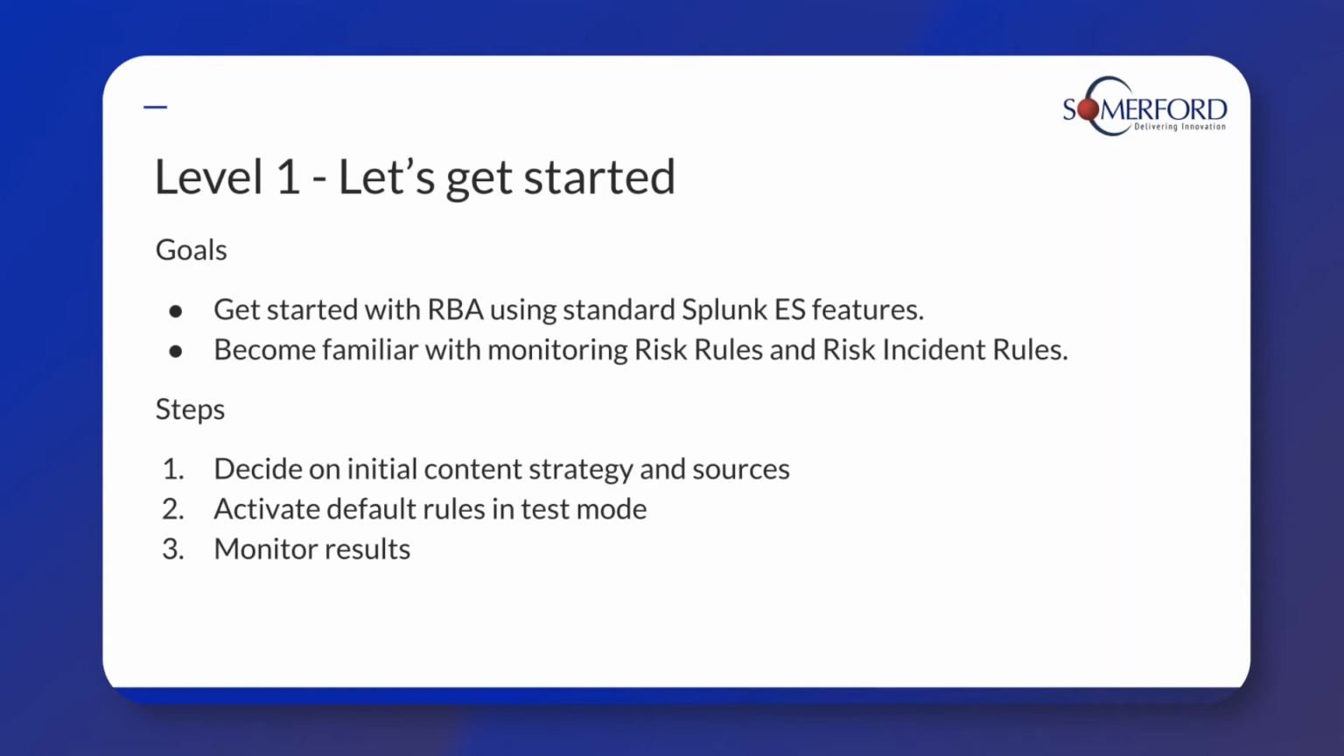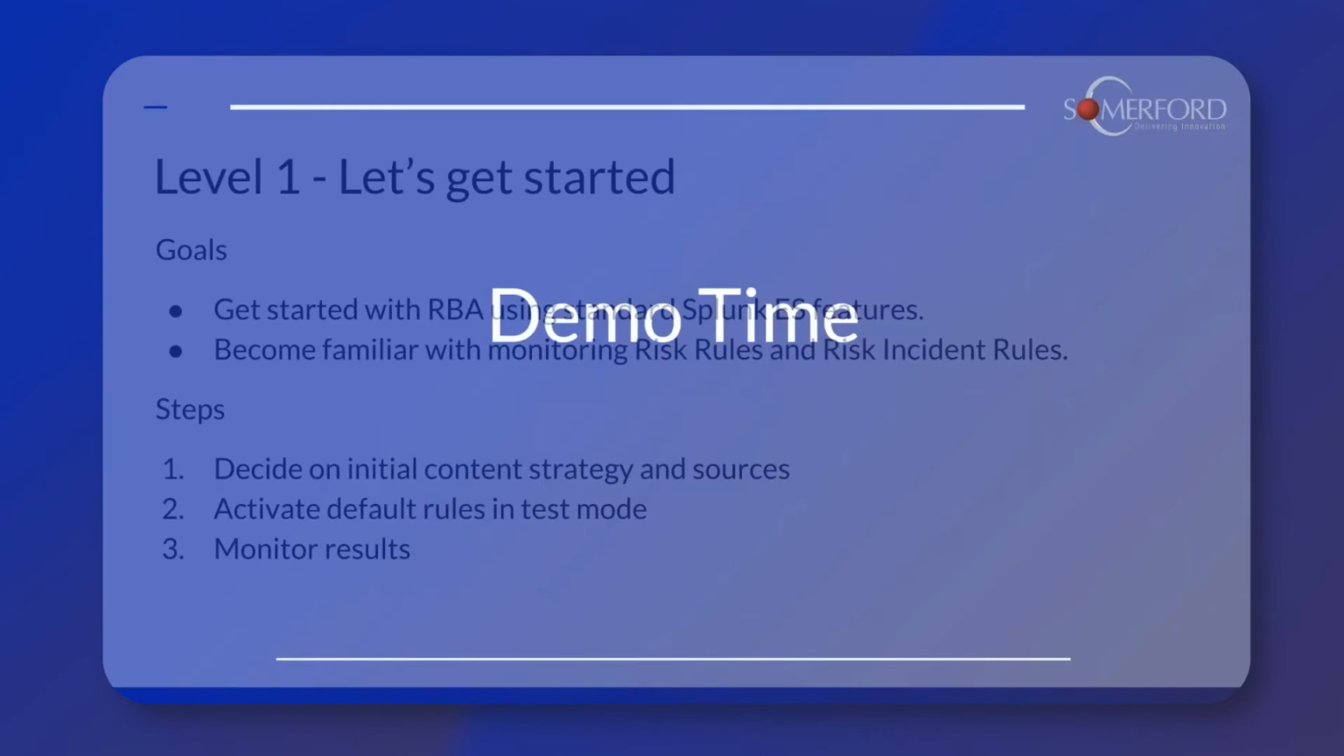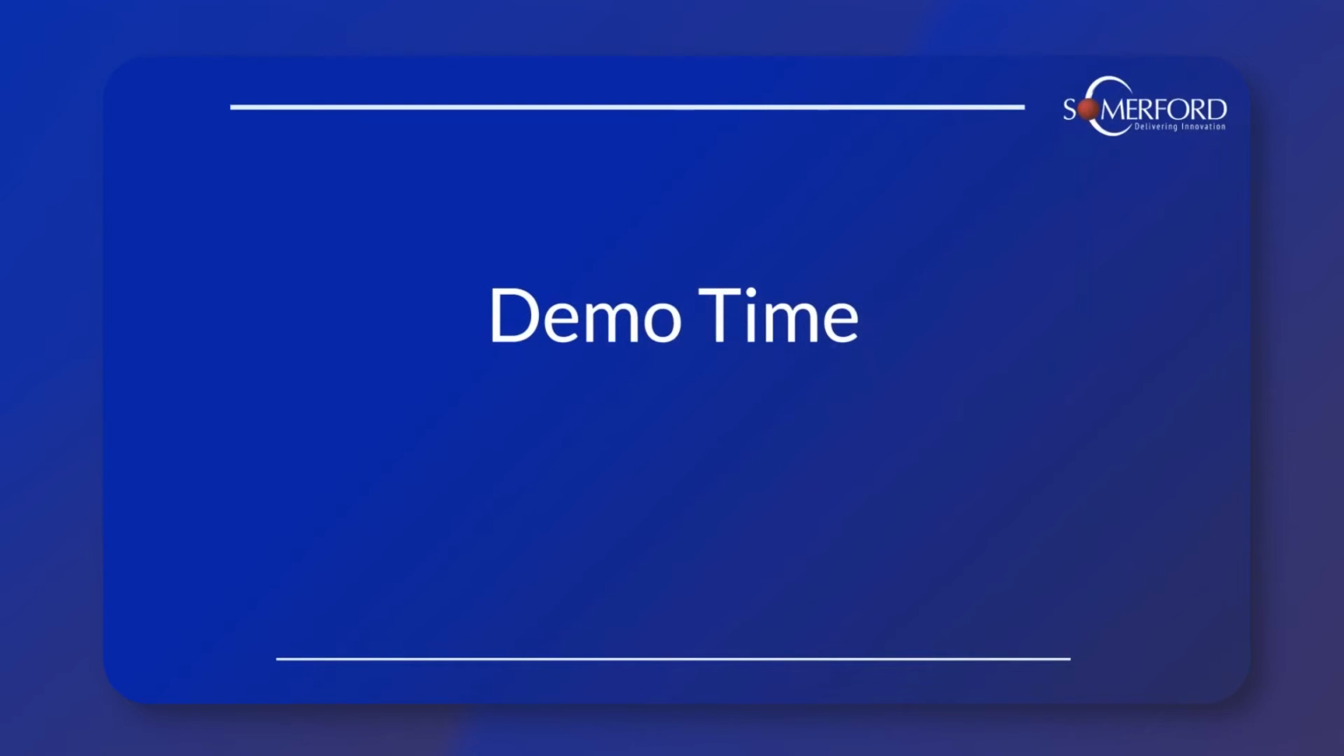Where we're talking about getting started with RBA, using standard Splunk ES features, becoming familiar with risk rules, risk incident rules, and we're going to start having a content strategy, activating default rules in a test mode, and then monitoring the results. That's the general step to get going to start with, okay? It is not going into production at this point. It is just getting used to it, getting familiar with how RBA works. Okay, so time for a demo.